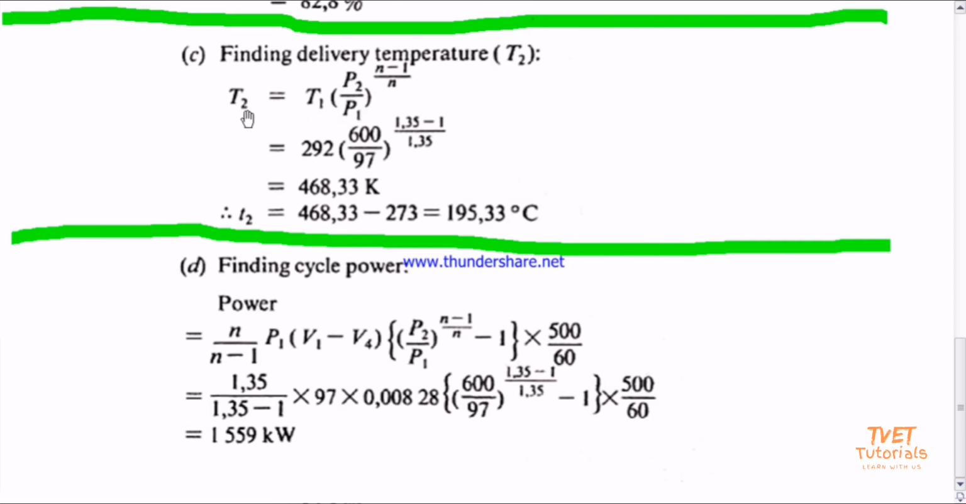You come with your formula here, you make T2 the subject of the formula, then you substitute with the value of T1 which you got, and then we were given the pressure ratios and the index of expansion, which was 1.35. Then you get yourself your delivery temperature in terms of Kelvins. If you want to convert it to degrees Celsius, you're going to say 468.33, and then you minus the 273, which is going to be 195.33 degrees Celsius. So this is how you get the delivery temperature.